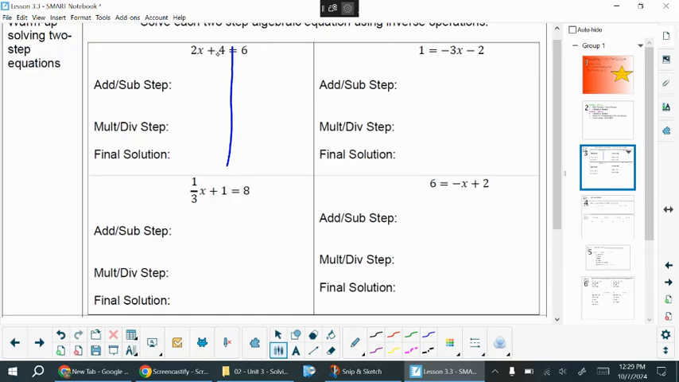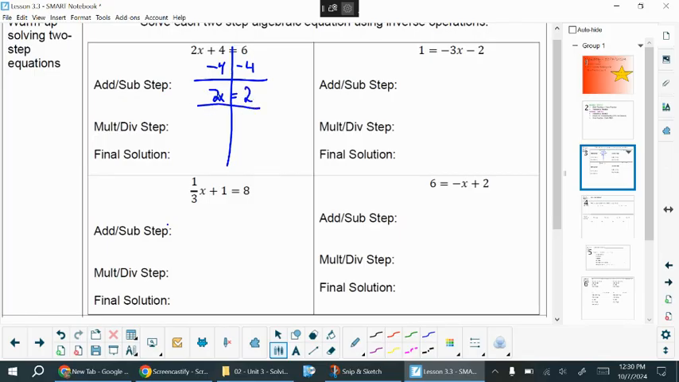So we're multiplying by 2 and then we're adding 4. So to undo this, we're going to start by undoing that plus 4, which is going to be minus 4. We'll do that from both sides. The plus 4 and the minus 4 make 0. So I just have 2x. 6 minus 4 is 2.